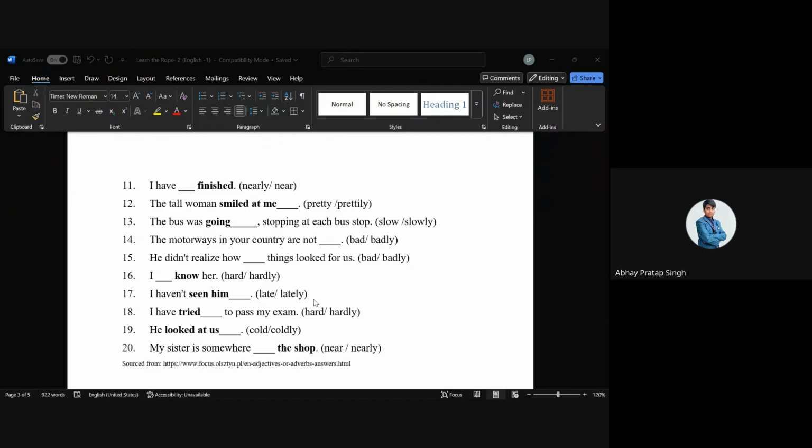But ma'am, hardly can also be used. I have tried hardly. No. I've tried hardly to pass my exam. No, that doesn't sound right. It may look grammatical, but that's not an acceptable sentence. Hardly is an adverb, like here it is not used, but hardly we can use as an adverb. Yes. We used it. No, I hardly know her, the 16th sentence.